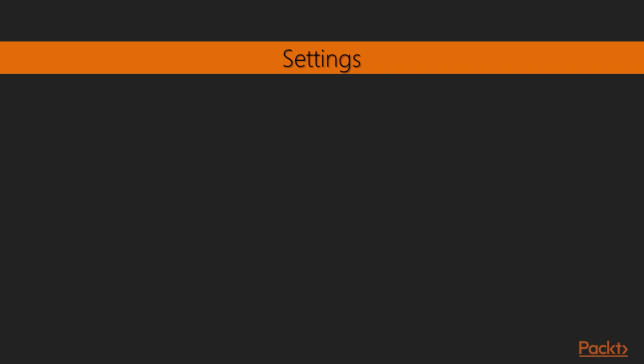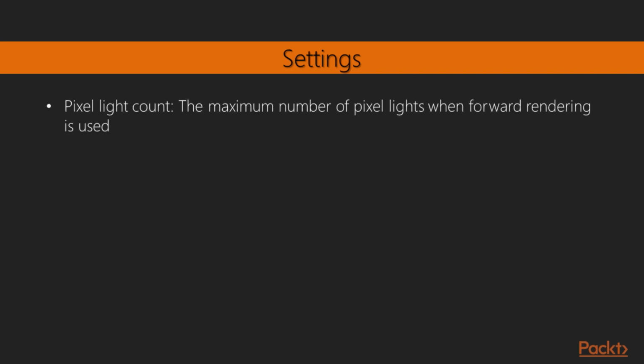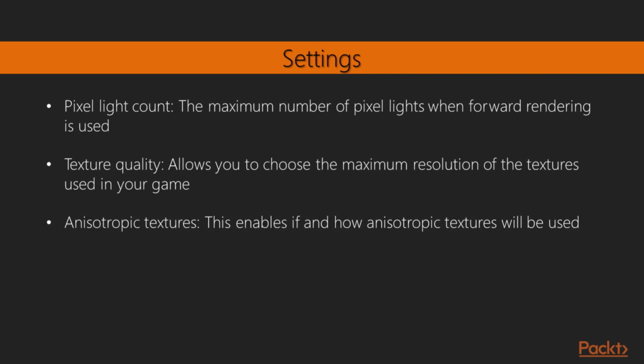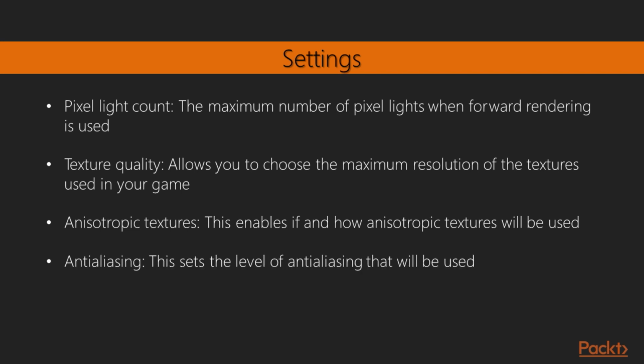The settings include Pixel Light Count, the maximum number of pixel lights when forward rendering is used. Texture Quality. This allows you to choose the maximum resolution of the textures used in your game. The options are Full Res, Half Res, Quarter Res, and Eighth Res. Anisotropic Textures. This enables if and how anisotropic textures will be used. The options are Disabled, Per Texture, and Forced On.